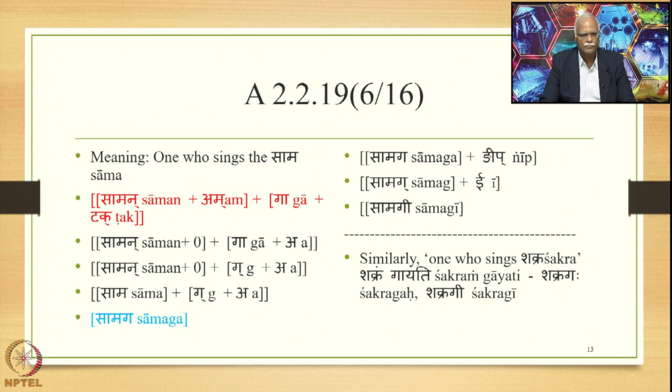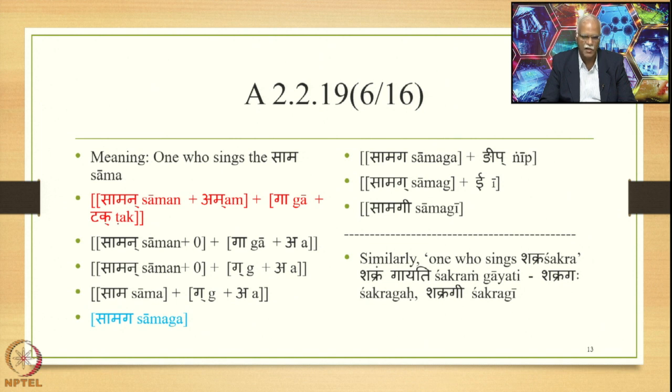So now we have the meaning, one who sings the sama. Sama gayati, that is the laukika vigraha. Saman plus am plus ga plus tak, this is the alaukika vigraha. Saman is related with the action of singing denoted by the verbal root ga as karma. So there is semantic relatedness, and so we have the samasa taking place.